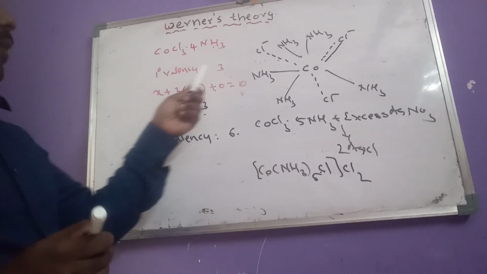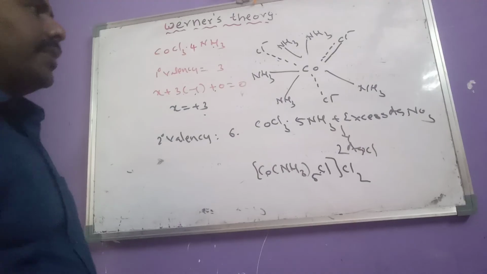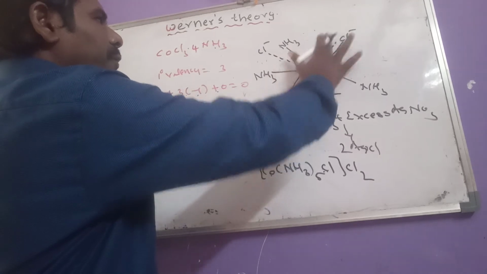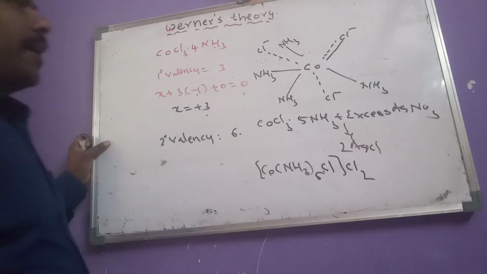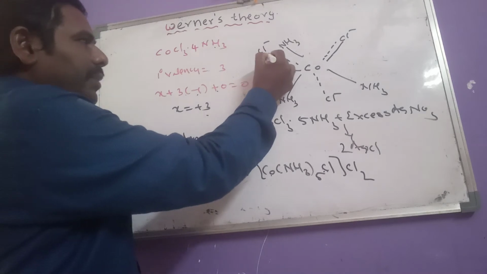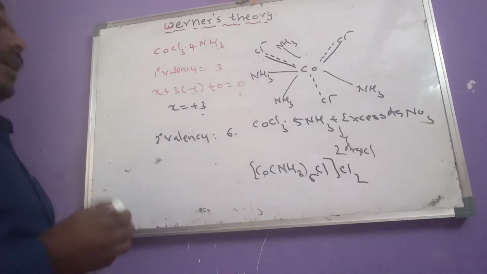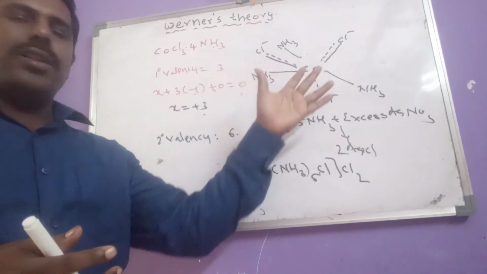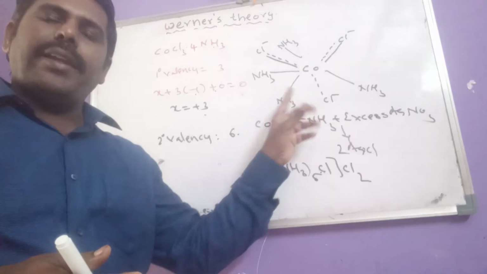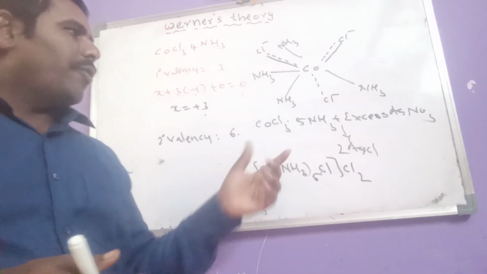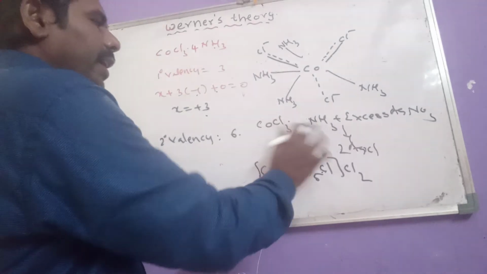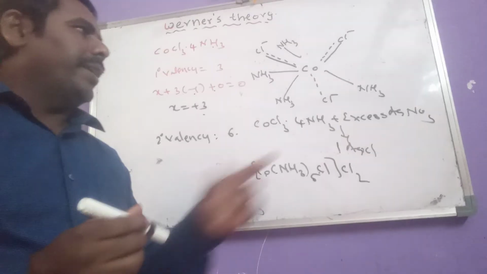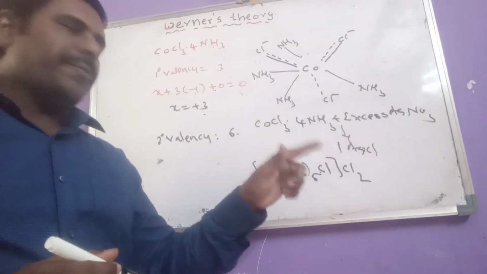CoCl3.4NH3. Here also primary valency 3, secondary valency 6. But here again another ammonia has escaped from the compound. Now what happens here again? This time another chloride ion also takes the role of both primary and secondary valencies. That means in total, only one chloride ion is having primary valency. So whenever it is treated with excess of silver nitrate, we get only one AgCl precipitate. This chloride comes out as a precipitate.